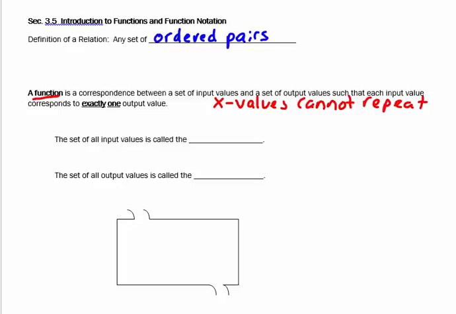Now, if we look at the set of all input values, the set of input values is called the domain. And the domain comes from your x values. The set of all output values is called the range. And the range comes from the y values.